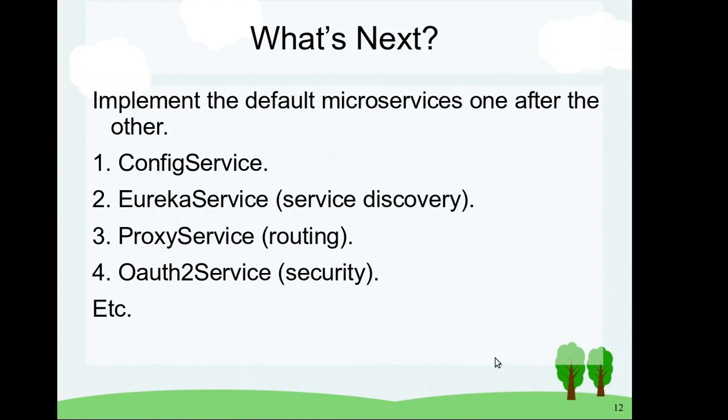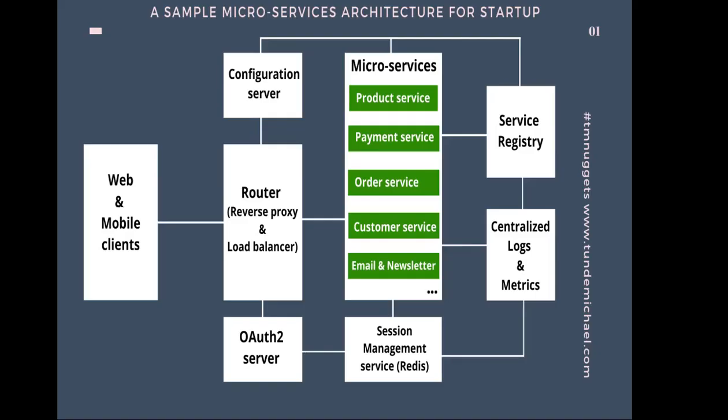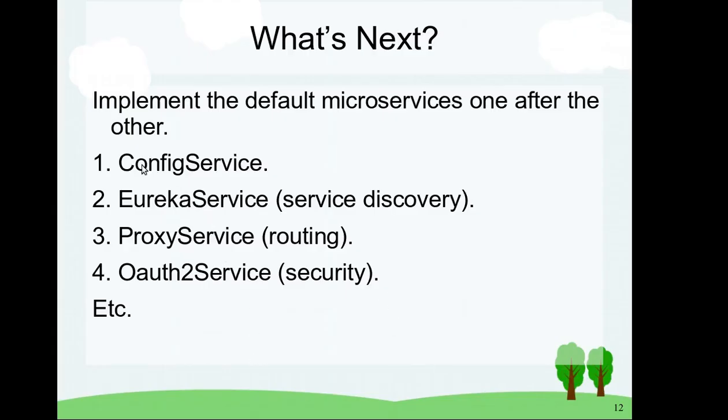In the next couple of videos, we'll be looking at all the infrastructure microservices. Like we saw here, all these are infrastructure microservices. This configuration server, router, OAuth2, session, centralized logs, and service registry are not part of our business logic. They are just for the infrastructure, and without them, the system cannot work, at least cannot work properly. So I call them infrastructure microservices or default microservices. What is next is for us to implement each of them and get to see how they work together to make our entire architecture work better.